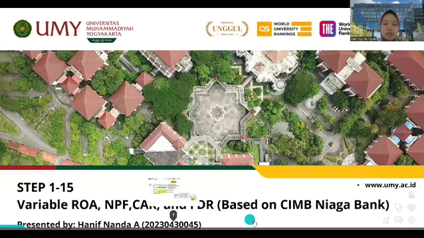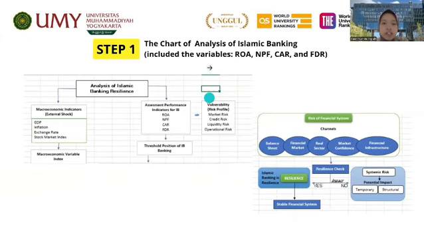So here I'd like to explain about step 1 till 15 about the variables ROA, NPF, CAR, and FTR based on the CIMB Niaga Bank. So here for step 1, the chart of the analysis of the Islamic bank included the variables ROA, NPF, CAR, and FTR.